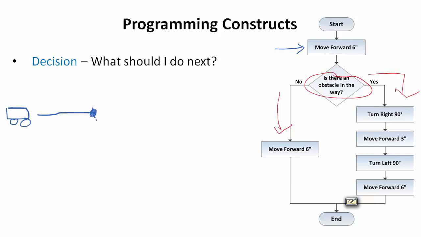Okay, so it's going to then take this path through the program, and it will then say, okay, I'm going to move forward another 6 inches, and then it stops. And that's the end of the program. So it did make a decision. It didn't affect anything. It just continued to move.